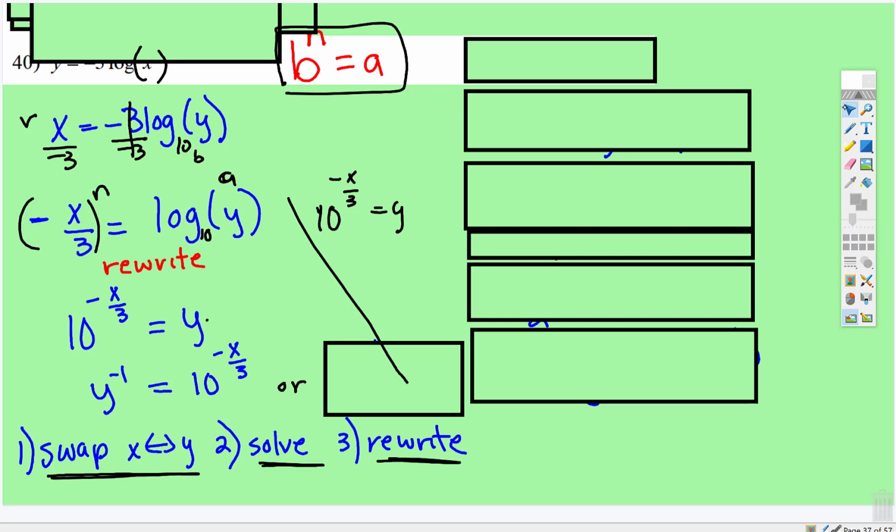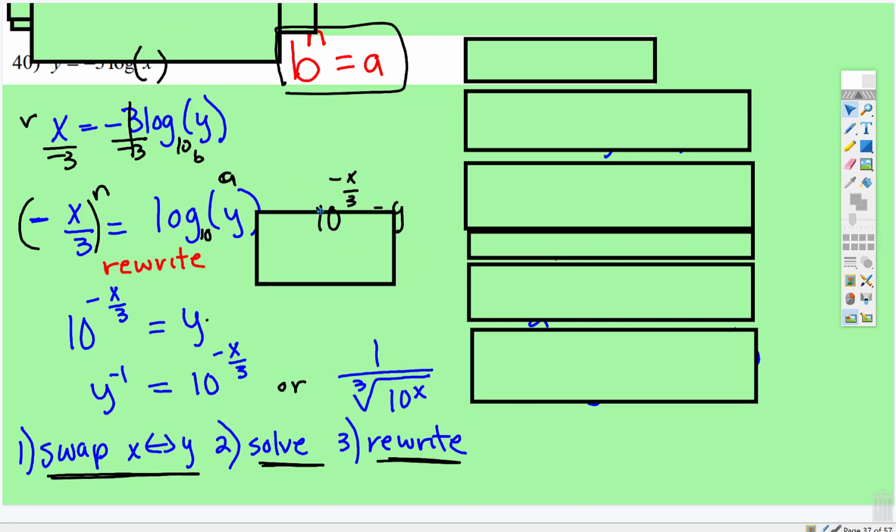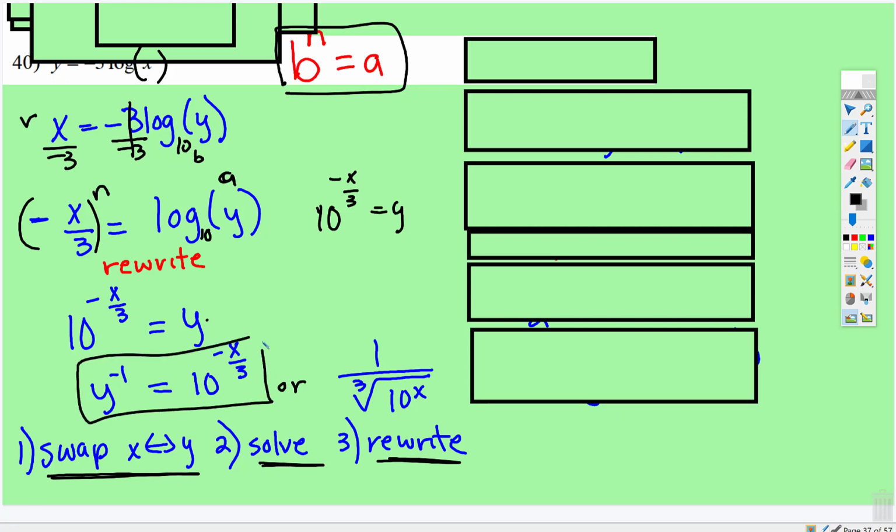Or you may end up at some point seeing it like this. Remember, a negative exponent means it gets moved to the denominator. And this denominator of an exponent is the root. So it can be rewritten like this, but I think this is the answer that you'll see on the answer sheet.